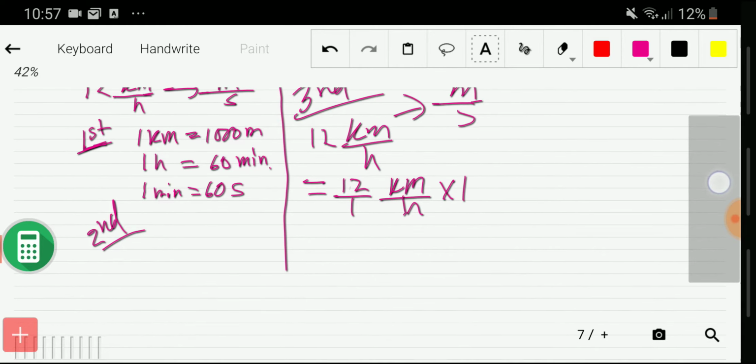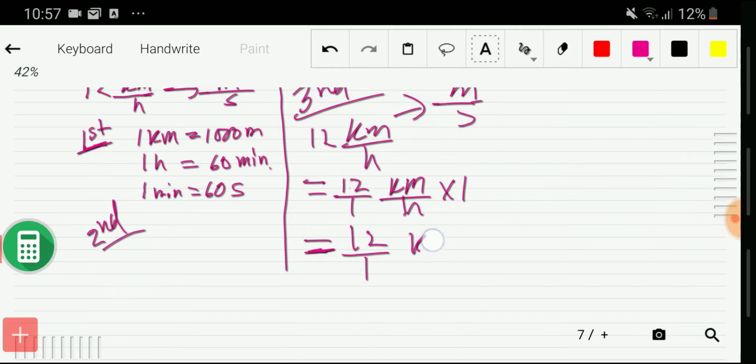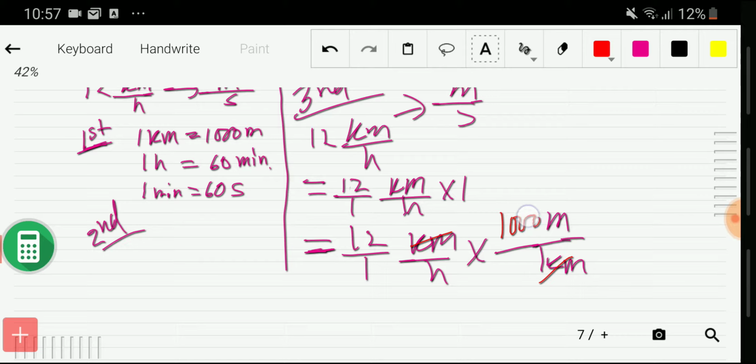Look here: 12 by 1 kilometer per hour. This one is for the conversion factor. I would like to cancel this kilometer, so I have to take kilometer in the denominator. With kilometer we have the relationship of meter, so I will write meter. So this kilometer cancels. With meter we have the number 1000 associated, so write 1000. Then with kilometer we have 1 associated, write 1. Now we have already been able to convert it to meter per hour.